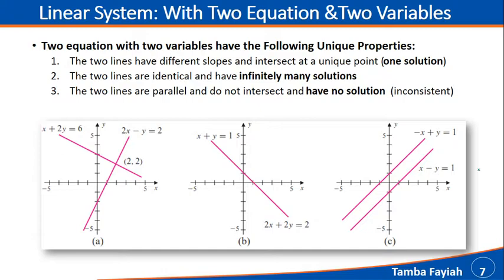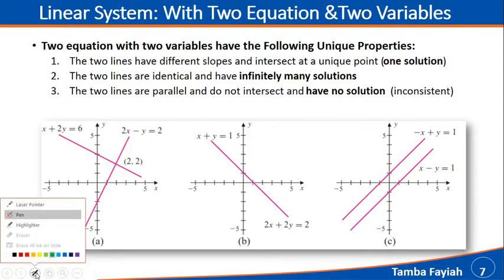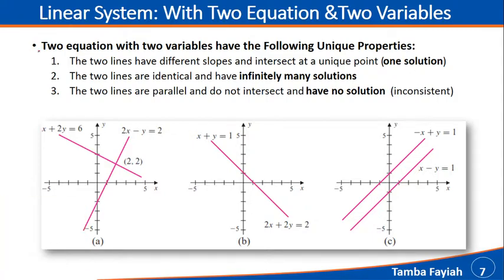Since we have two equations with two variables, we have a 2 by 2 system of linear equations. That means we have two equations and two variables. If you have such a system, it will exhibit one of these three properties.